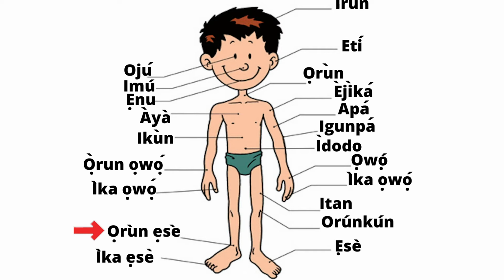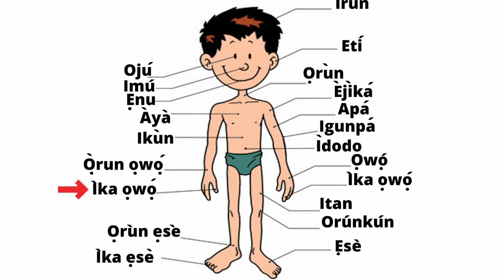Your ankle is called, if you think you can get this coming from the wrist being called Orun Owo, what do you think the ankle will be called? Orun Ese. Yes, the neck of the leg, Orun Ese. That's what your ankle is. And then your toes are called Ika Ese. Which reminds me, I forgot to tell you what your fingers are called. On your hand, you have Owo. The fingers are called Ika. So going back down to the foot, where you have Ese, your toes are called Ika Ese. And that right there, ladies and gentlemen, is body parts in the Yoruba language.